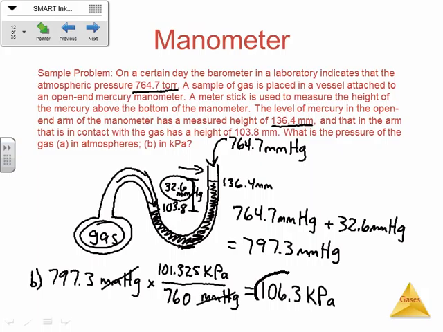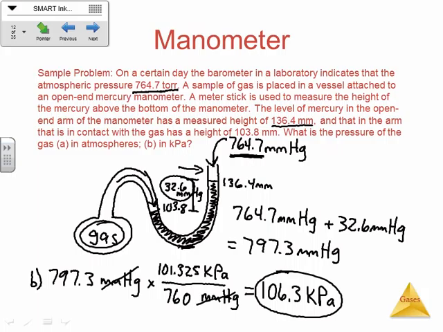Which again, if you think about this number, that sort of makes sense. There's 101.325 kilopascals in an atmosphere. This is a little bit higher than atmospheric pressure to begin with, because 760 millimeters of mercury is 1 atmosphere of pressure. So we would expect our kilopascals to be a little bit higher than 1 atmosphere of pressure, because the pressure of the gas is even higher than the pressure of the atmosphere.